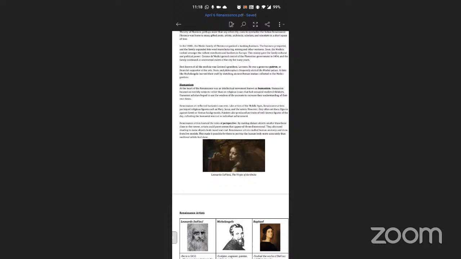Okay. Renaissance art reflected humanist concerns. Like artists of the Middle Ages, Renaissance artists portrayed religious figures such as Mary, Jesus, and saints.